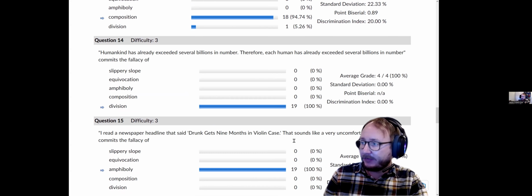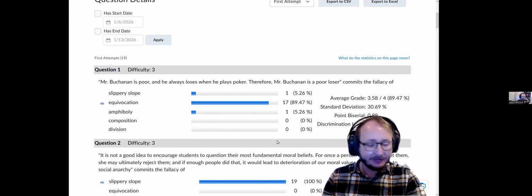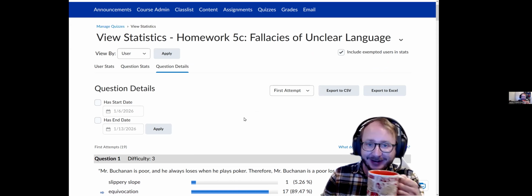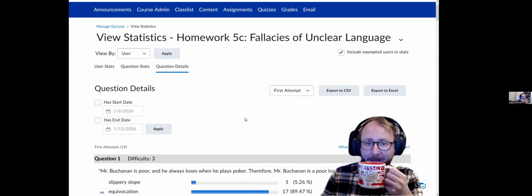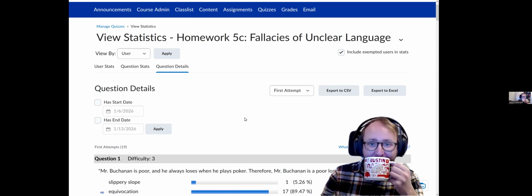Okay, any questions about 5C? Some of these were a little weird. I like the Pope one. I don't know why, but I just like to imagine the Pope being forced to only move diagonally.